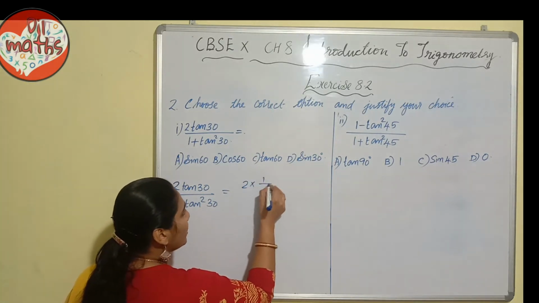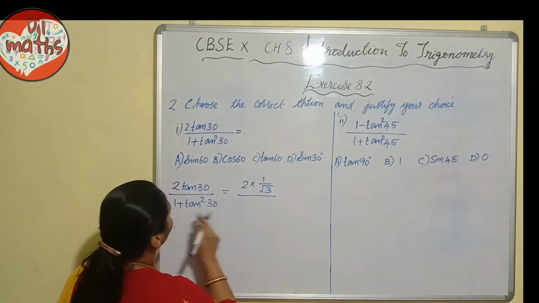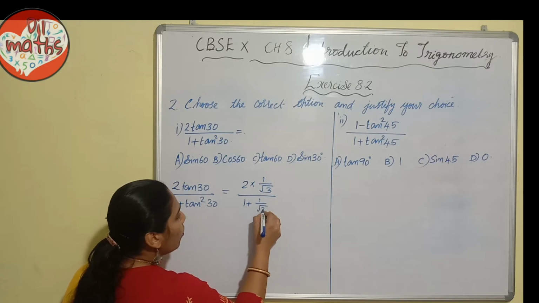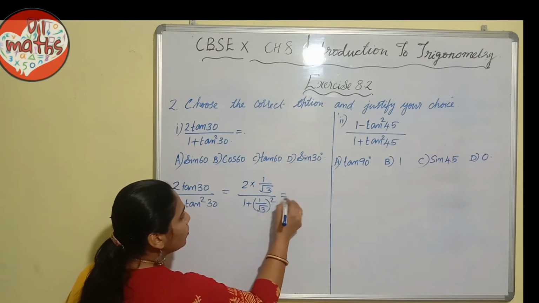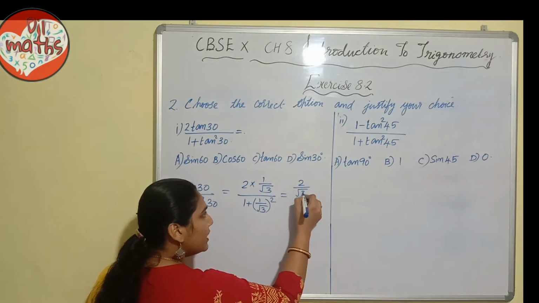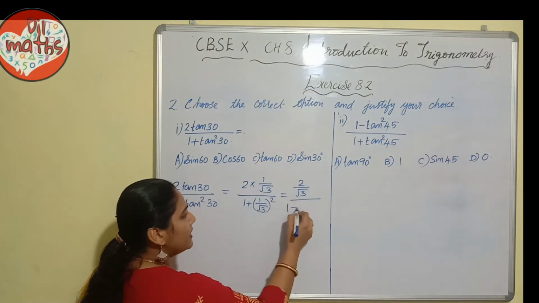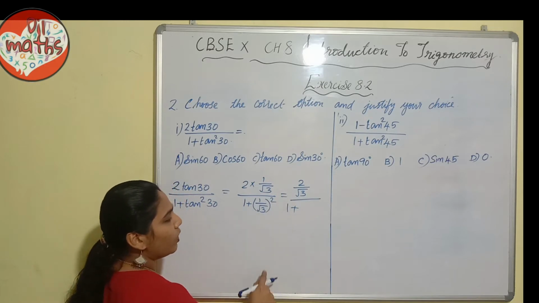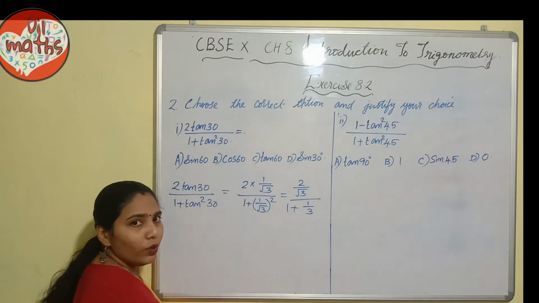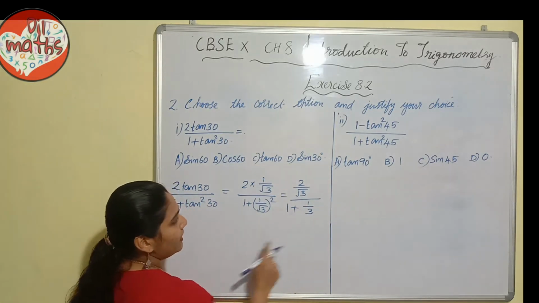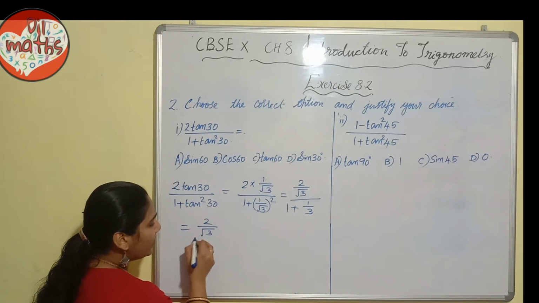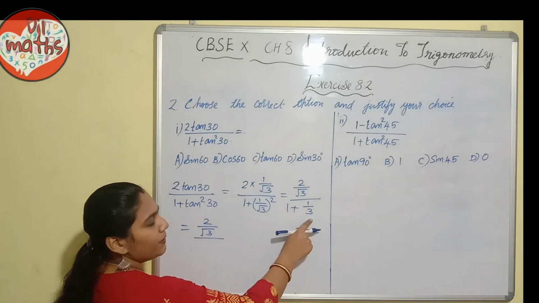So 2 into 1 by root 3 divided by 1 plus tan square 30. 1 plus tan square 30 is equal to 1 plus 1 by root 3 the whole square. So from this what you will get? 2 into 1 by root 3 is equal to 2 by root 3 divided by 1 plus 1 by root 3 the whole square. What you will get? 1 by 3, isn't it? Root 3 into root 3 is equal to 3. So you will get 1 plus 1 by 3, and this we can write as 2 by root 3 divided by 1 plus 1 by 3.